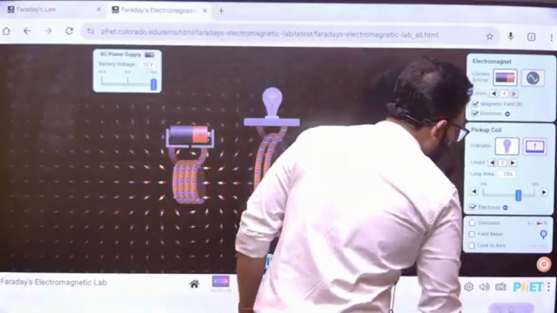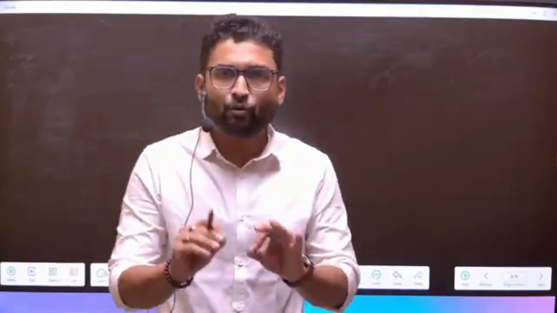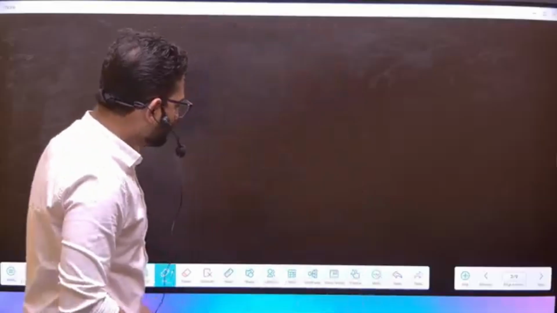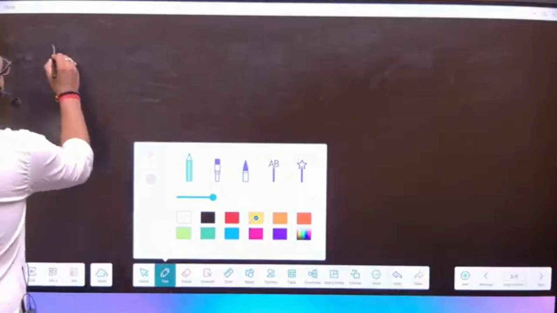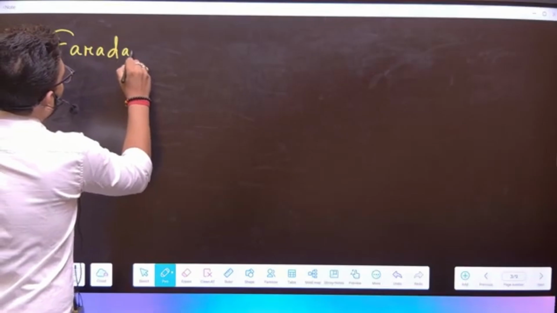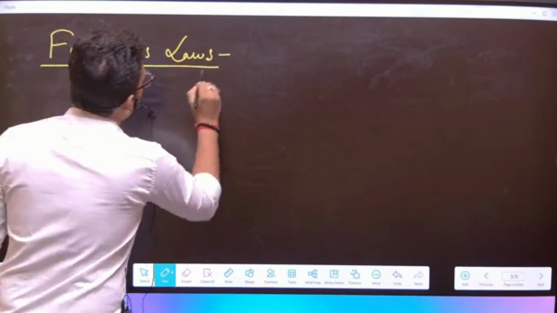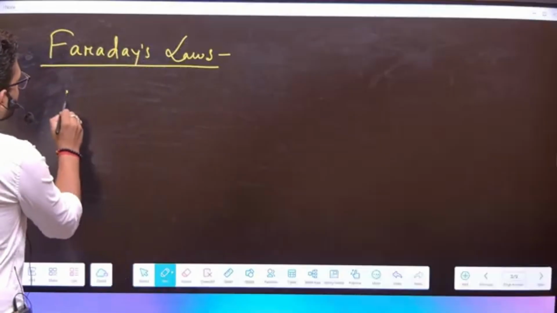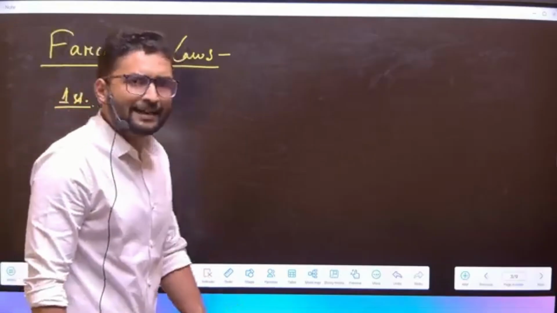Next up, we again move back to our theory. So now, since we have established electromagnetic induction, we understood the core concept of it. Now let's move on to the next topic, which is Faraday's laws. Why laws? Because there are two laws. First one says, the first law of Faraday says, it is basically the definition of electromagnetic induction.